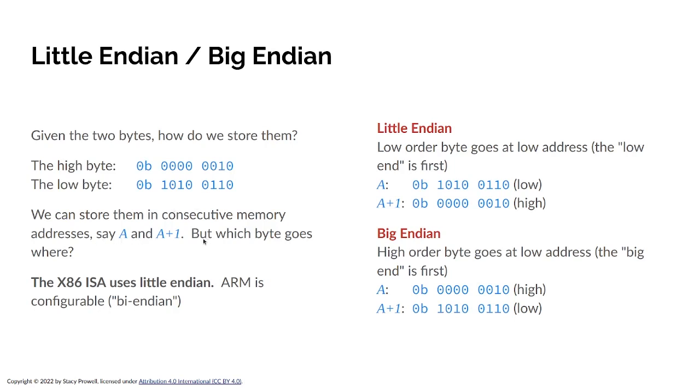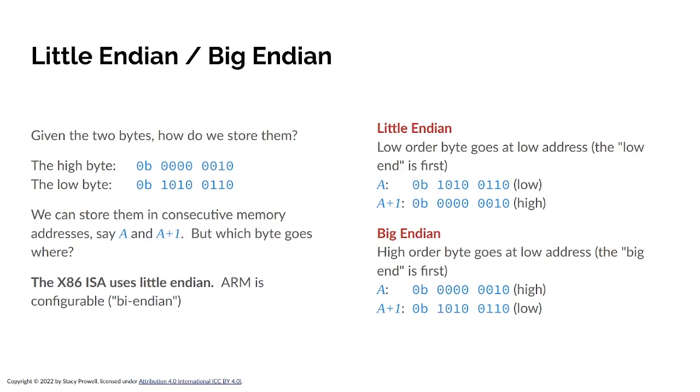And so we want to put them in consecutive addresses, A and A plus 1, but which byte goes where? Little Endian says put the low order byte at the low address. Big Endian says put the high order byte at the low address. And both exist and are very widely used. I would say that Little Endian tends to be winning out.